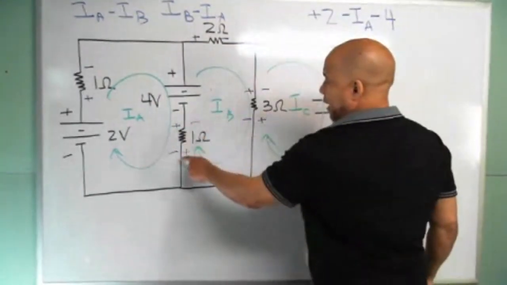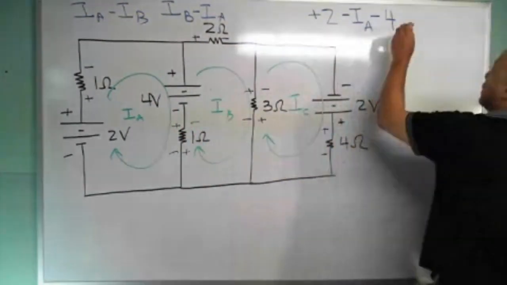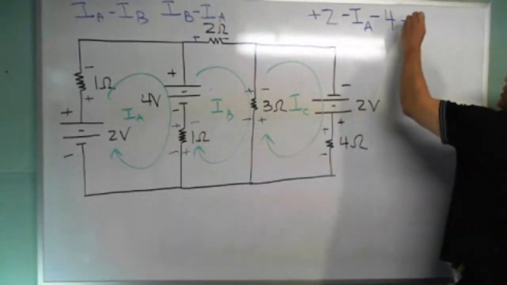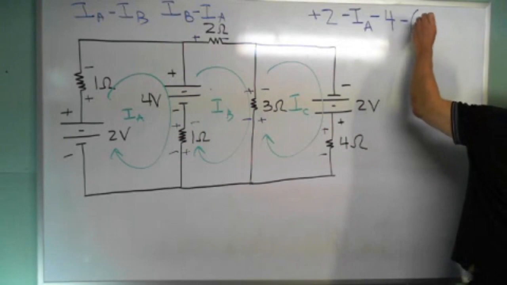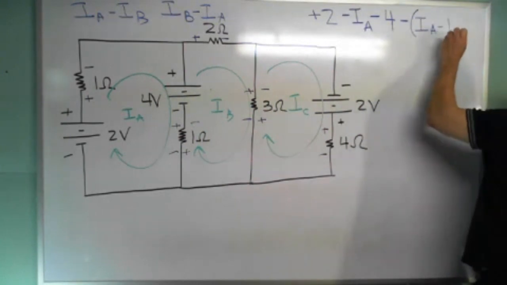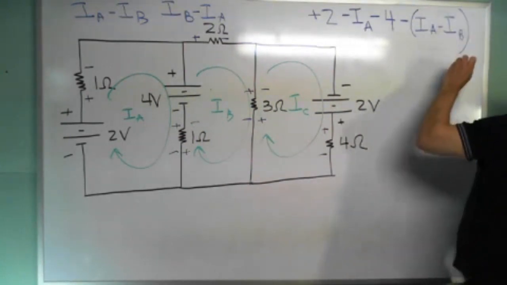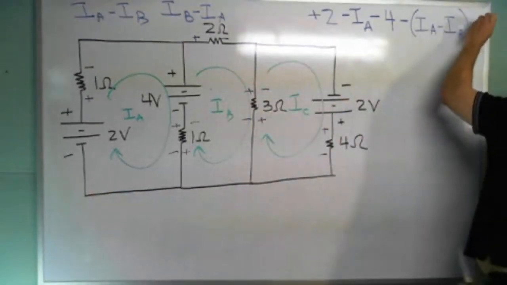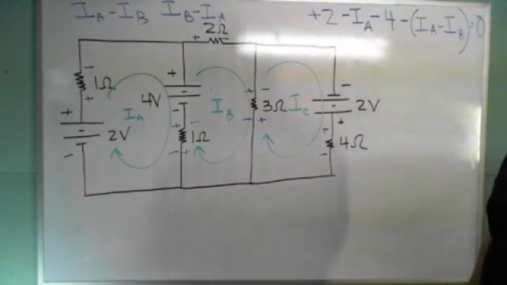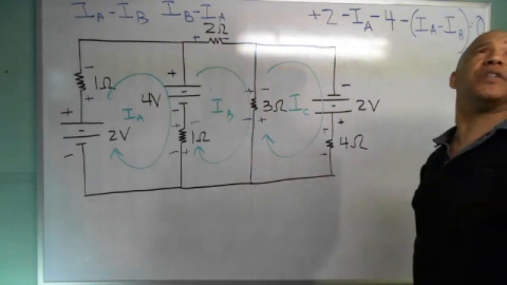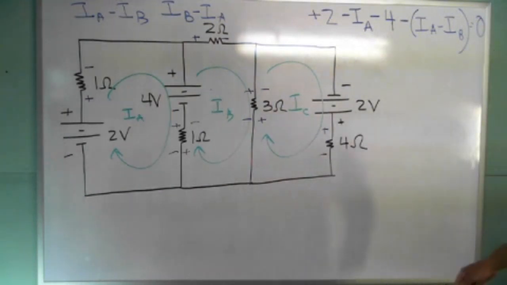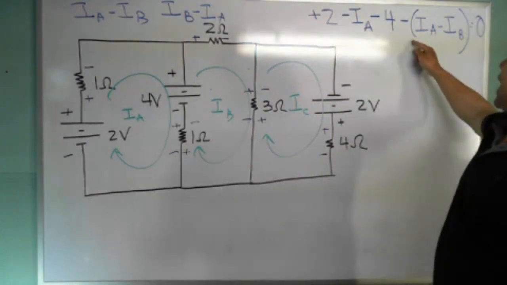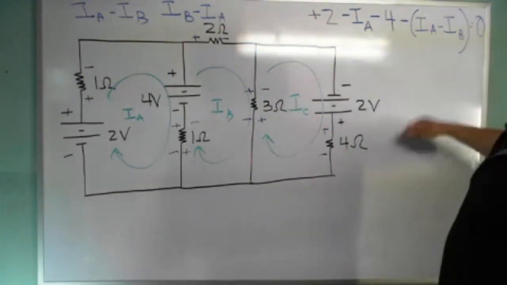So I'm right here. I have 1 times, it goes from positive to negative, so I have to write that as a minus, IA minus IB. And now I'm back to where I started from in that corner, so all that equals 0. Now, I don't know if you can see that because I think it's in the reflection, but I have a 2 minus IA minus 4 minus a quantity IA minus IB equal to 0.